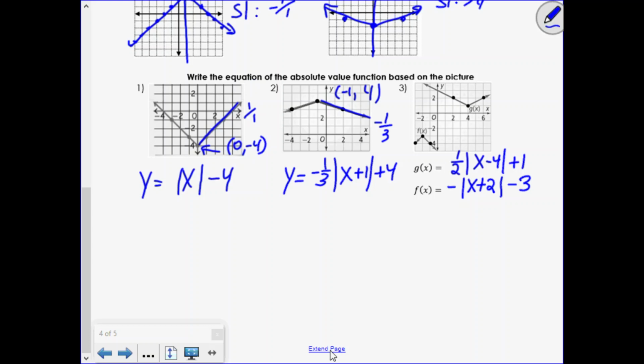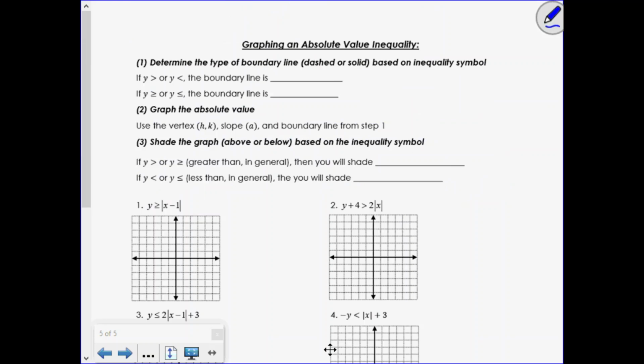All right, that was our first and third learning target, being able to graph a function and, given the graph, write the equation. Everybody okay with those? Okay. Our next thing that we're going to talk about is how to do the same thing, but what happens when you change it to an inequality.